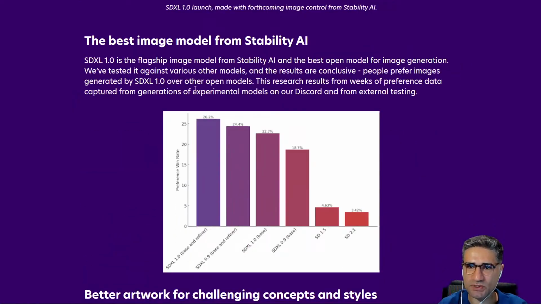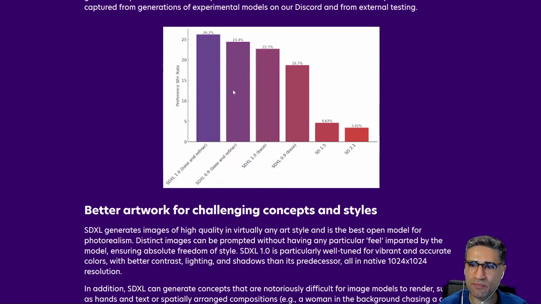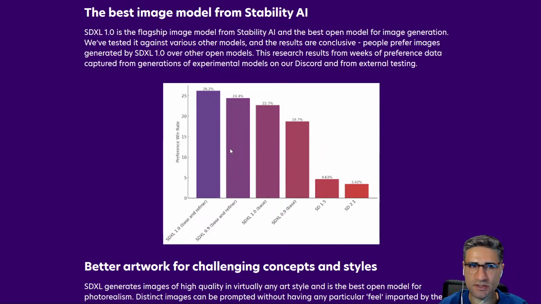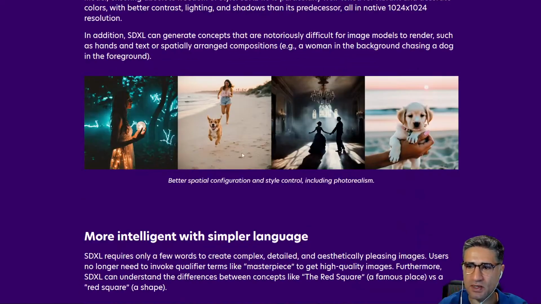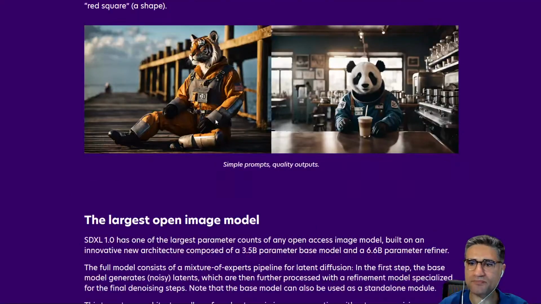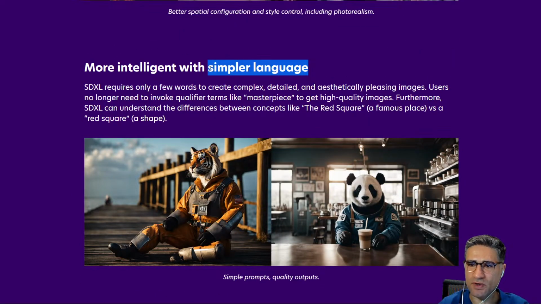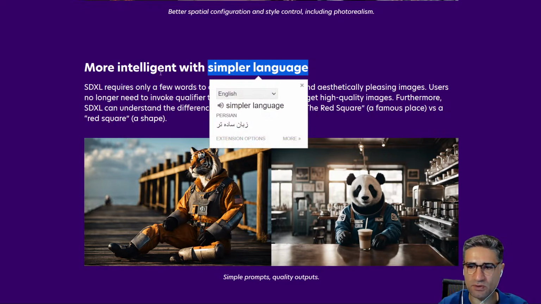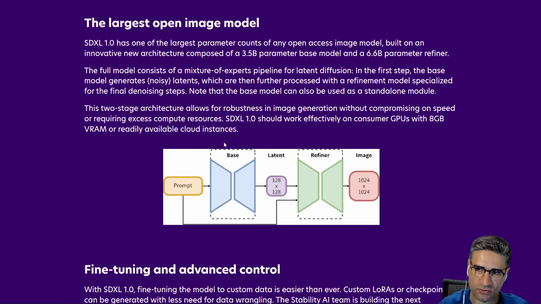Once again, let me check the first page. They told us that the quality is better. It can understand concepts and styles. You can write with simpler language or a simpler prompt, and it's related to the clip model. They use the largest open image model. Here it's very important.